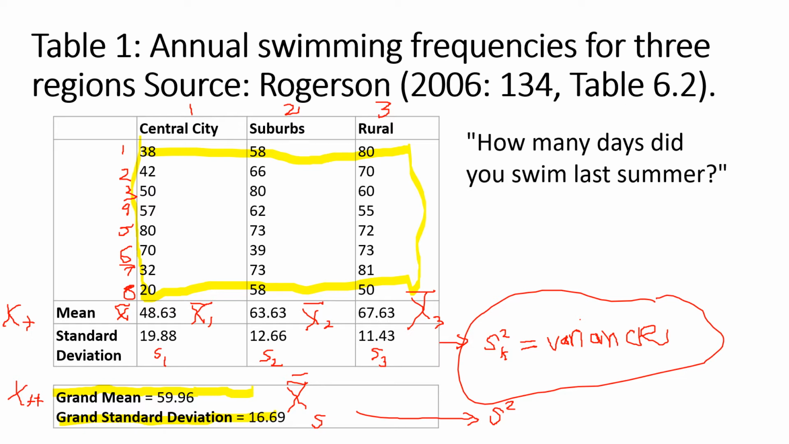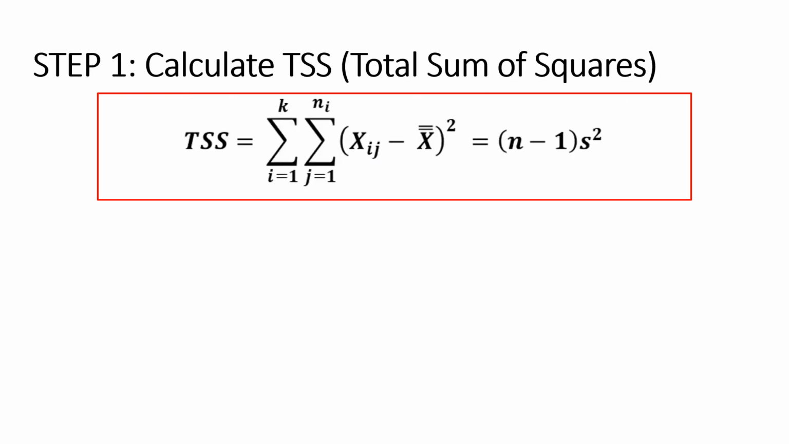Okay, so let's move on to the first step. If we're going to do this manually, we want to calculate what's called the total sum of squares. So this is the total variance among all the observations and all the means.